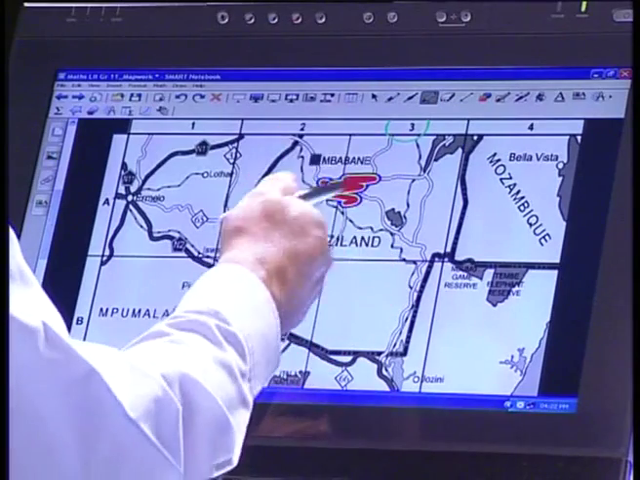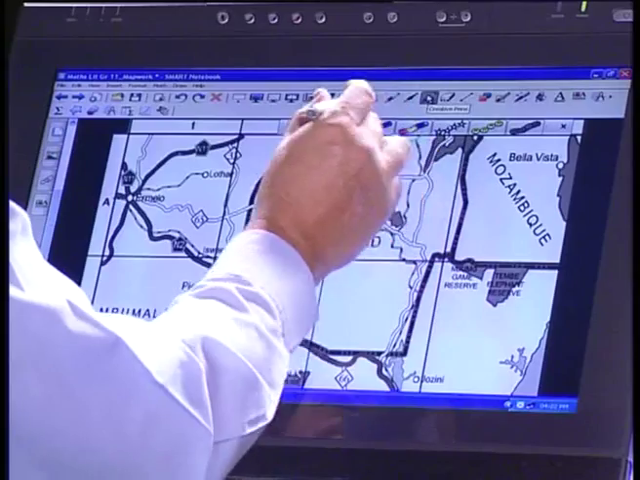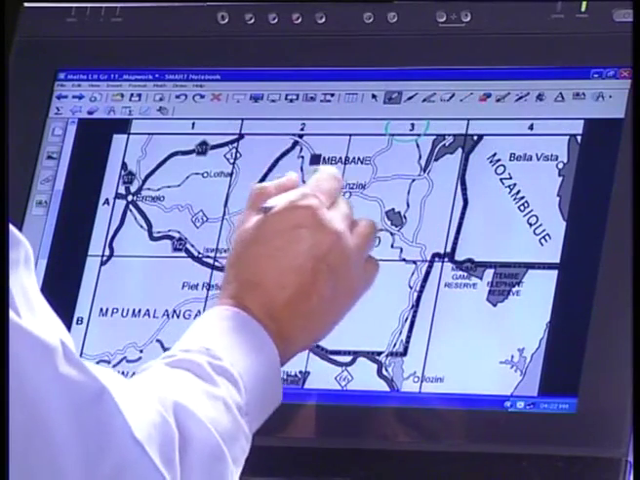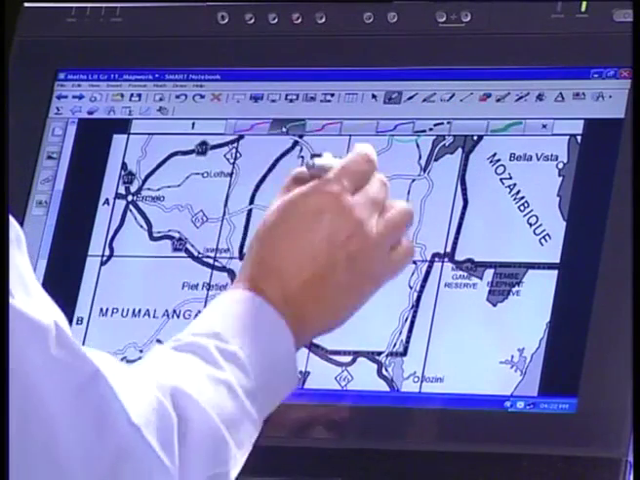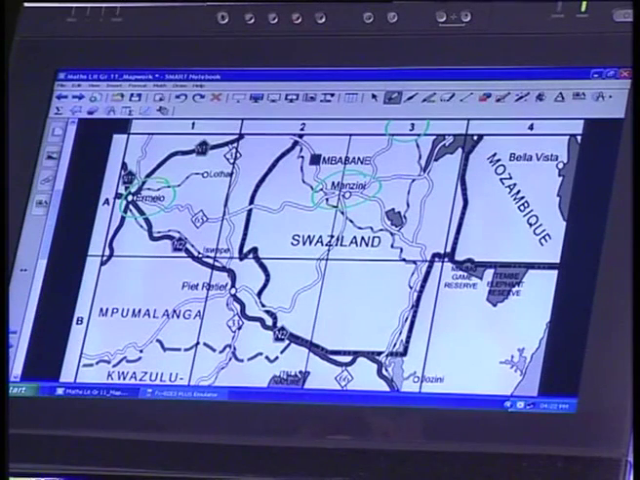Manzini, oops, my goodness, that's not highlighting, that's just obliterating everything. Let's try that. No, that's not the one. Okay, let's just circle it, shall we? In fact, here we go. So we found Manzini. No, we haven't at all. Let's try again. Right, we found Manzini and we found Ermelo.